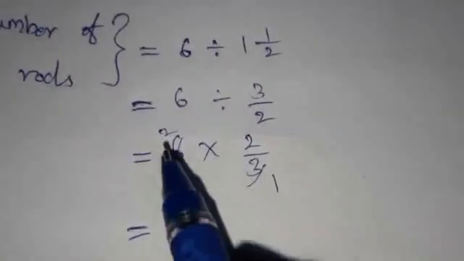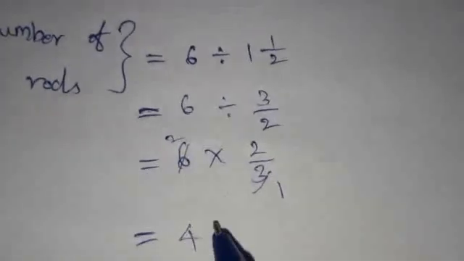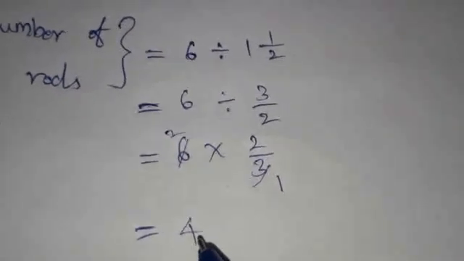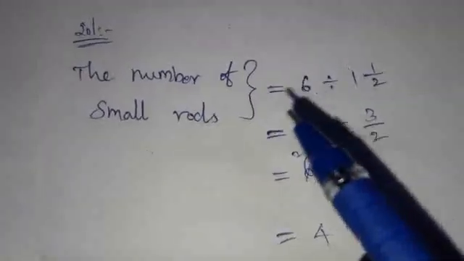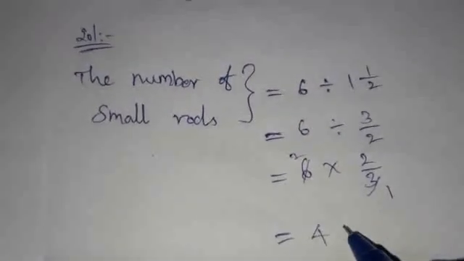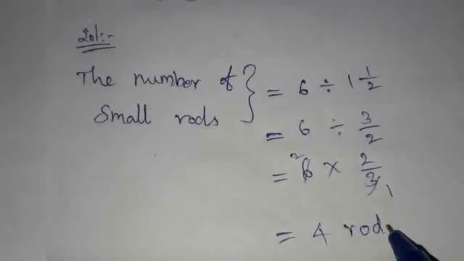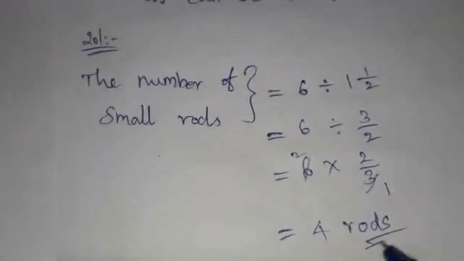Let us multiply the numerators. 2 twos are 4. The denominator is 1. 1 need not be written, so the answer is 4. The number of small rods equals 4 rods. This is the answer for this question.